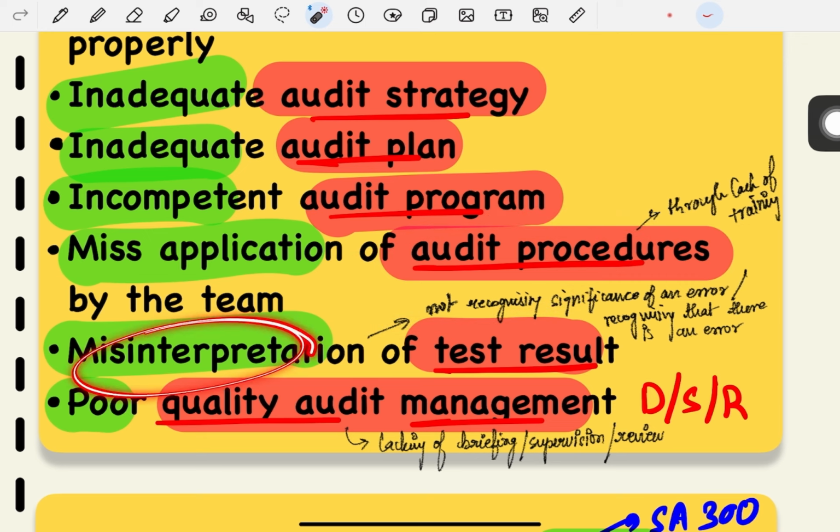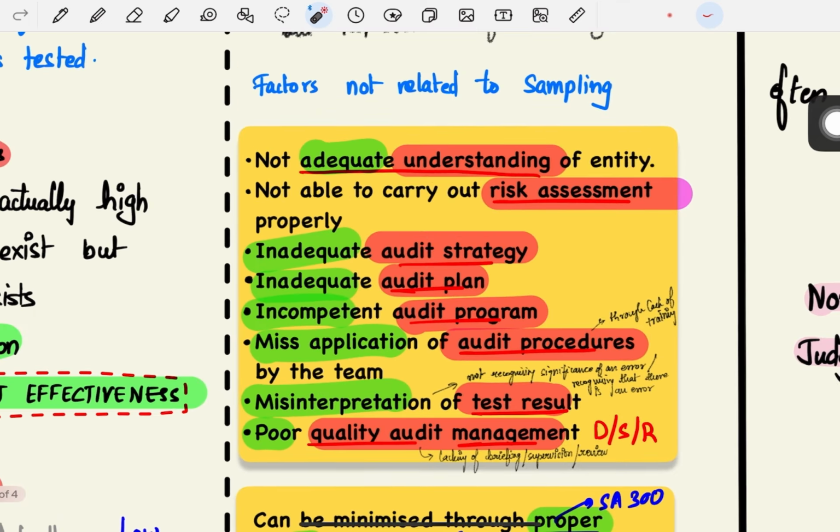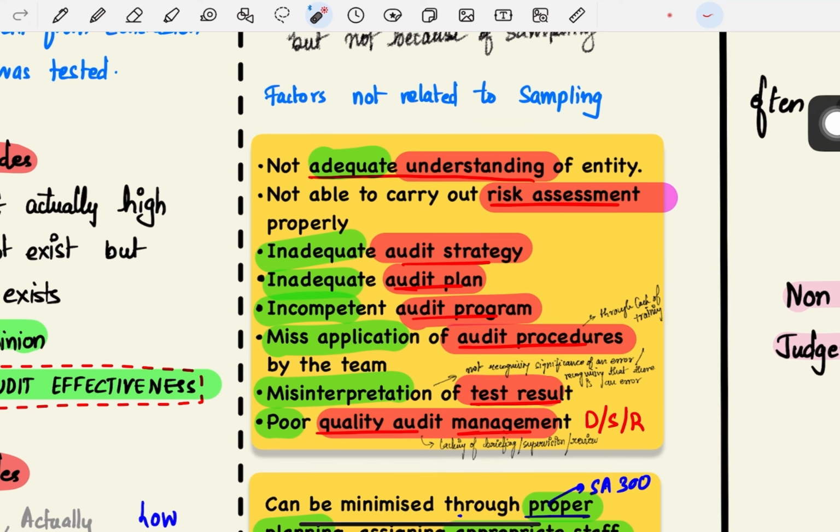There is misinterpretation of test results. So you're not recognizing that there is an error, or you're not recognizing the significance of that error. There is poor quality audit management. There is lack of direction, supervision and review. There is lack of briefing, supervision and review. So these are the factors which are not related to sampling. These are the non-sampling risk factors.